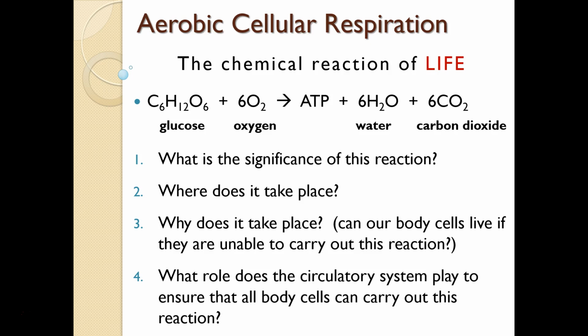So what's the energy source for our cells? So when our cells want to do anything, glucose and oxygen, the cells need ATP. Okay? So the significance of this reaction is that it allows the cell to make its energy source, which is ATP. So what's the significance of aerobic cellular respiration? It allows our cells to create energy so that the cells can do work. So whenever a cell is not able to make ATP, what happens to that cell? It dies.